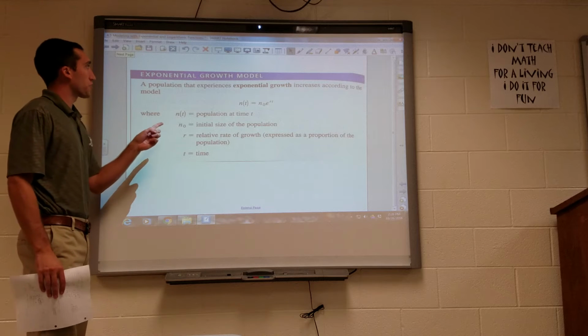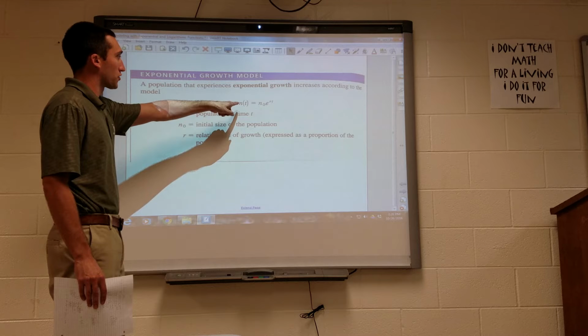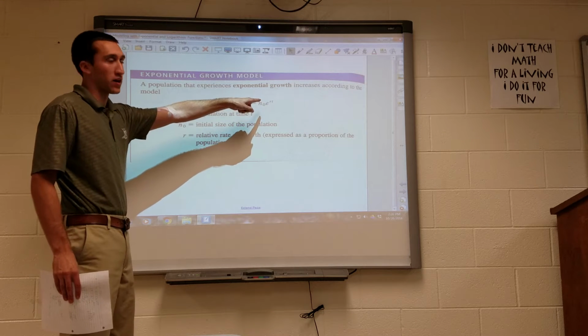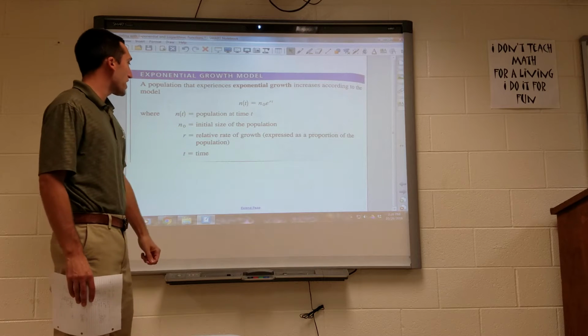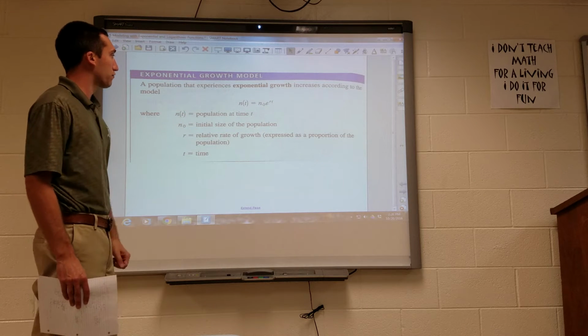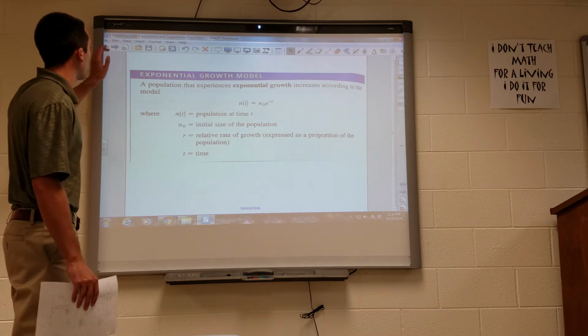Here you're going to want to make sure you get down the exponential growth model, N of t obviously being our total, N sub 0 being our initial, the mathematical constant e, and then that is raised to the rate of growth and the amount of time. So go ahead and get that down in your notes.